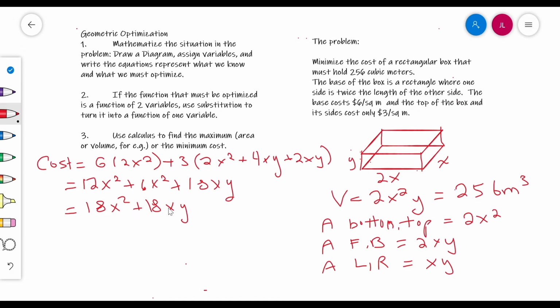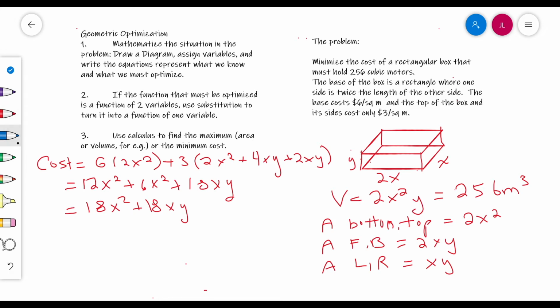You have cost as a function of 2 variables, and we need cost to be a function of 1 variable. So we have to go back and look at our volume equation here, and notice that we can solve for y or x, and substitute back into here. Now, if we solve for y, it's pretty straightforward. We divide both sides by 2x squared. But if we solve for x, we have to solve for x squared and then take a square root. And a square root always has a positive and negative answer, and that creates a complication. So why don't we solve for y?